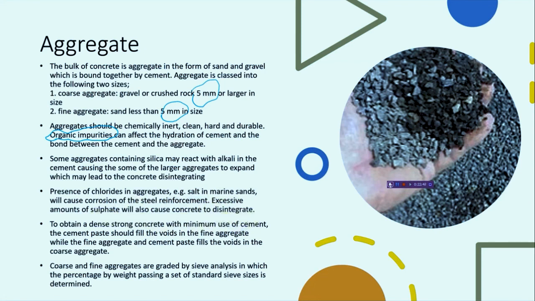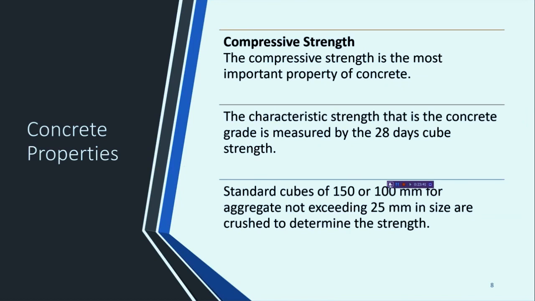disintegrate. Okay, so to obtain dense, strong concrete with minimum use of cement, the cement paste should fill the voids in the fine aggregate, while the fine aggregate and cement paste fill the voids in the coarse aggregate. So that's why we combine fine and coarse aggregate so that it will fill the voids created by the coarse aggregate. This fine aggregate will mix and bind together, and it will become a very strong material. Okay, so coarse and fine aggregate are graded by sieve analysis, in which the percentage that passes a set of standard sieves is determined.